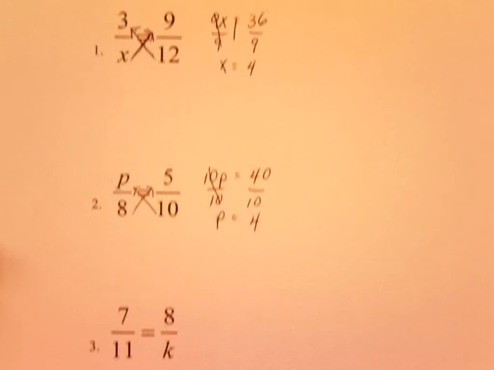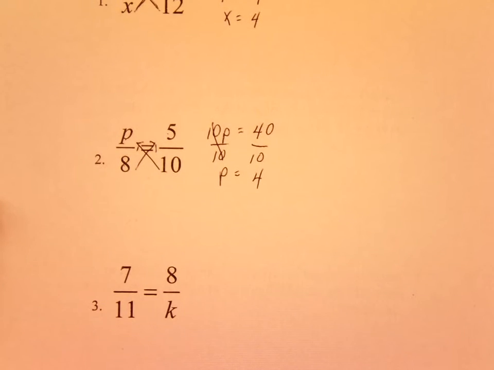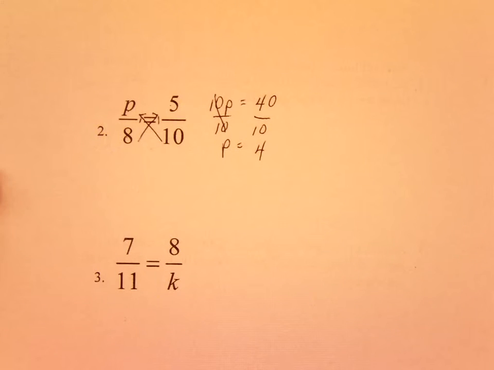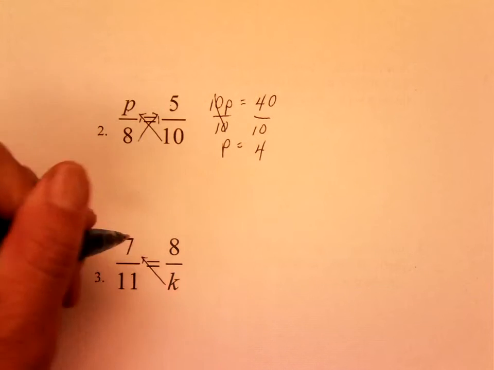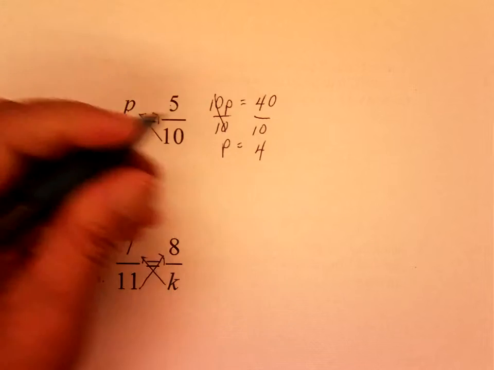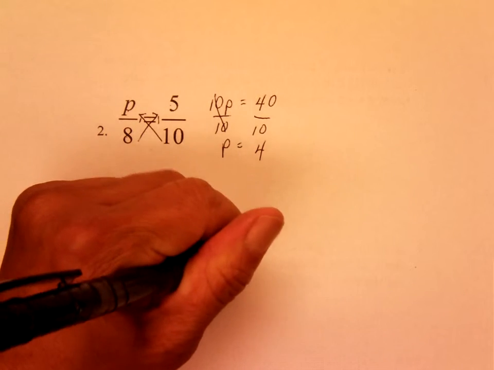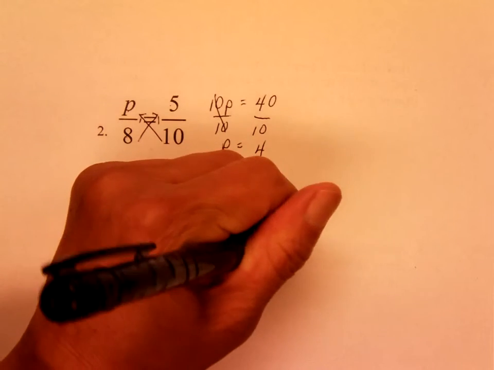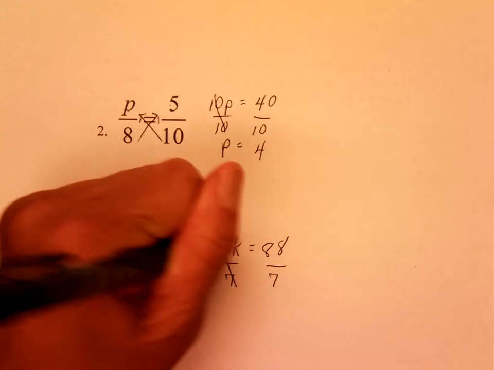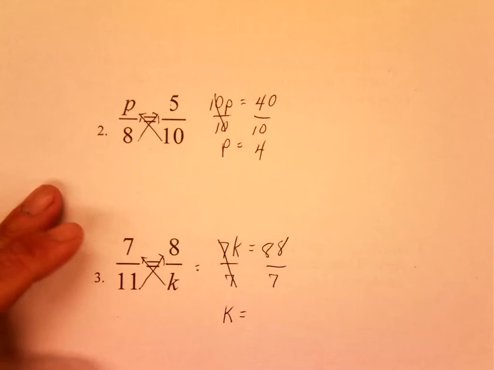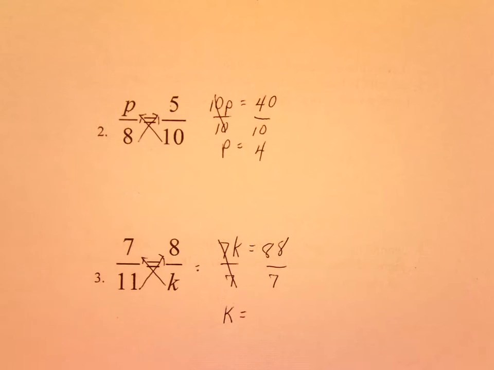Go ahead and try problem number 3, and when you're ready, you can go ahead and push play. So you should have cross multiplied 7 times k and 11 times 8, and you'll get 7k is equal to 88. You should have known that you divide by 7, cross out your 7, you're left with k equals. Well, now you have to divide. 88 divided by 7.